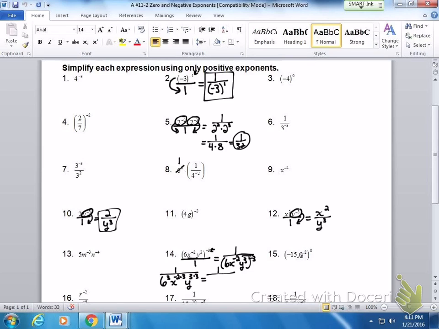That gives me 1 over 6 times 6 is 36, times 6 is 216. That's x to the negative 6, y to the 9. Now all you need to do is move your x to the negative 6 to the numerator, and you've got your answer.